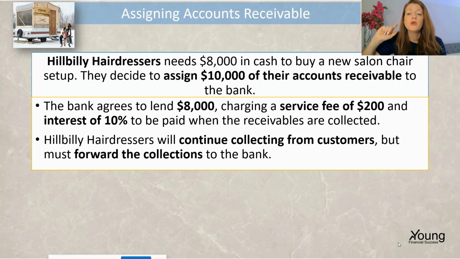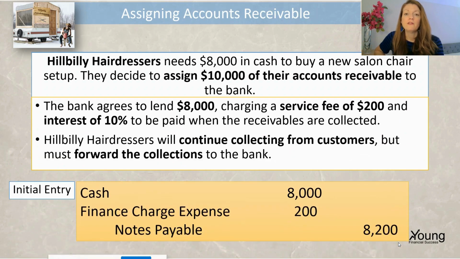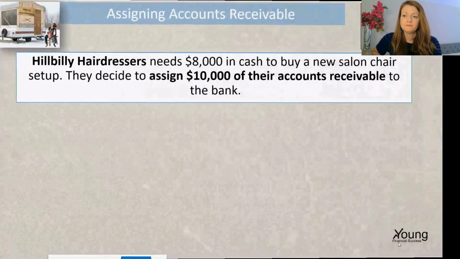Hillbilly Hairdressers will continue collecting from customers, but then they will forward the collection to the bank. So it's not the bank's responsibility to collect it. It's still Hillbilly Hairdressers, but as soon as they get it, they have to go ahead and forward it. So the initial entry, they're going to show the cash coming in of $8,000. They're going to show the finance charge expense that was just listed there of $200, and then they have to pay back the $8,200 over time.